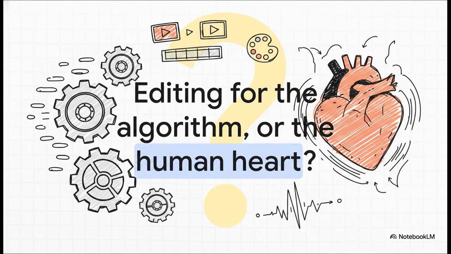Which brings us to our final thought today. With all this talk about click-through rates, CPS, and AI generation, it is so easy to get lost in the machinery of it all. But I want to leave you with this question. Are you editing for the algorithm, or are you editing for the human heart?